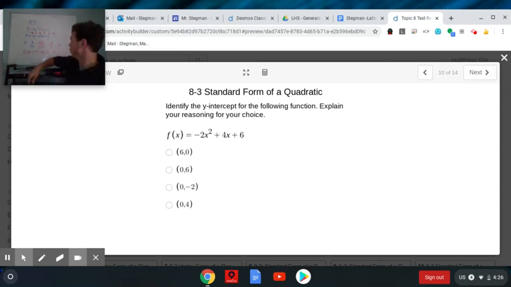So for the y-intercept, there are actually a couple different ways. One of the things that we talked about before is that at the y-intercept, the x value is always 0. The x value is always 0, no matter what, on the y-intercept.